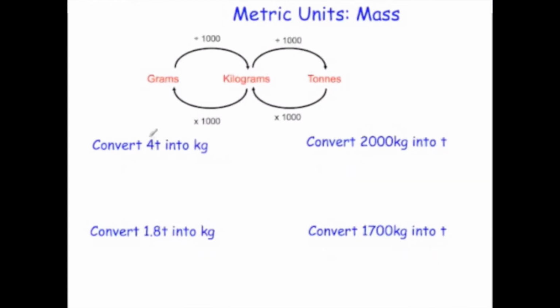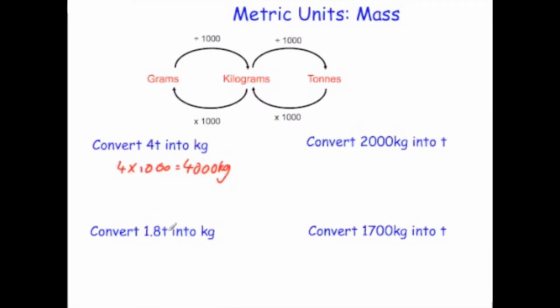Okay, now we're going to include some tons into these. Convert 4 tons into kilograms. To go from tons to kilograms, you times by 1,000. So we're going to do 4 times 1,000, which would be equal to 4,000 kilograms. So that means that 4 tons is 4,000 kilograms.